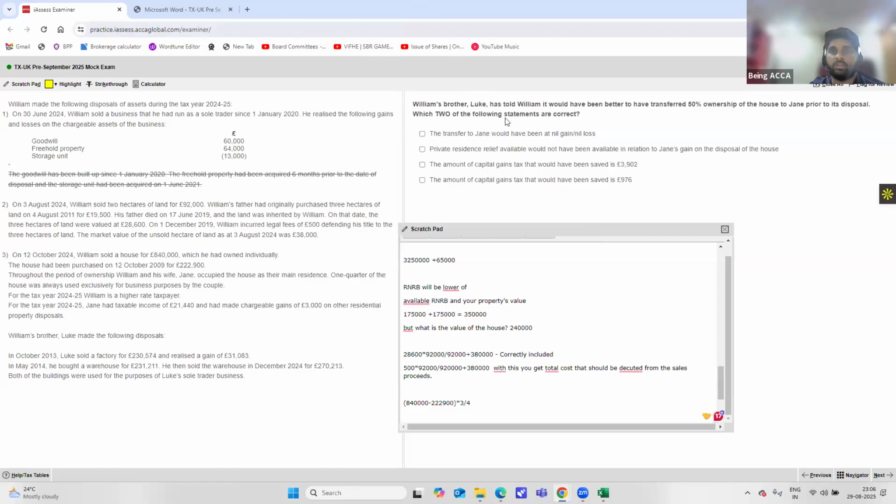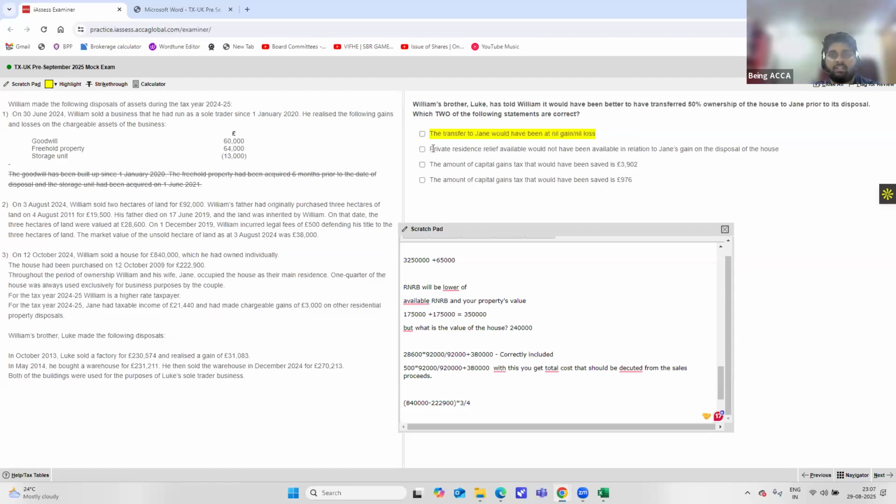William's brother Luke has told William it would have been better to have transferred 50% ownership of the house to Jane prior to its disposal. Which two of the following statements are correct? Transfer to Jane would have been at no gain or no loss. Is this a correct option? This is something that we have discussed at least twice until now. So transfer to spouse will always be at no gain, no loss. So this is definitely a right answer. Let's highlight this.